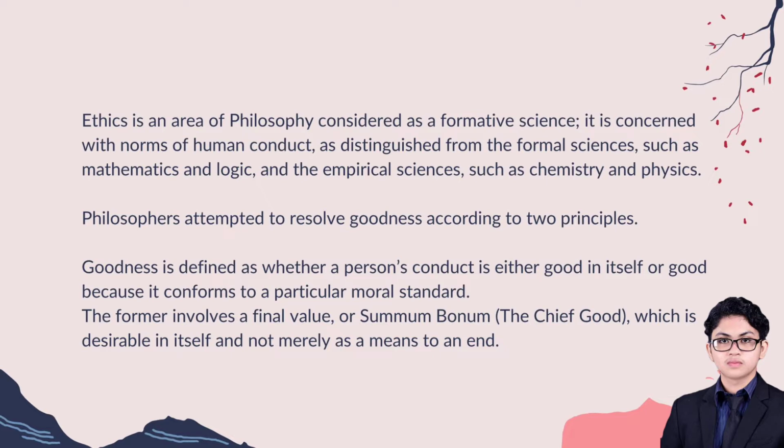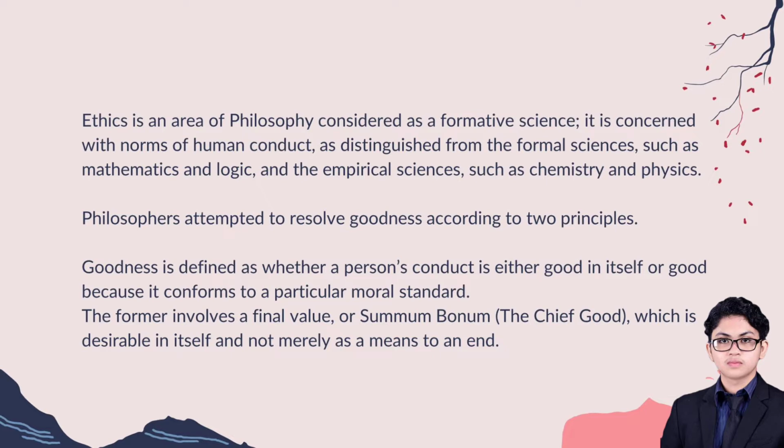chemistry and physics. So, philosophers attempted to resolve goodness according to two principles. Goodness is defined as whether a person's conduct is either good in itself or good because it conforms to a particular moral standard. The former involves a final value or summum bonum, the chief good, which is desirable in itself and not merely as a means to an end.